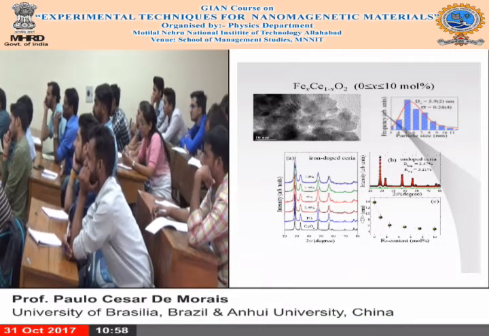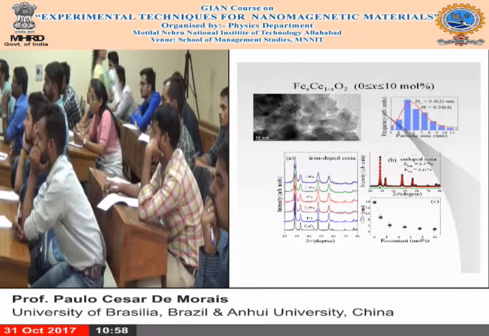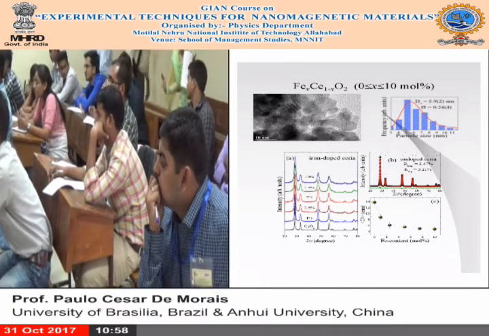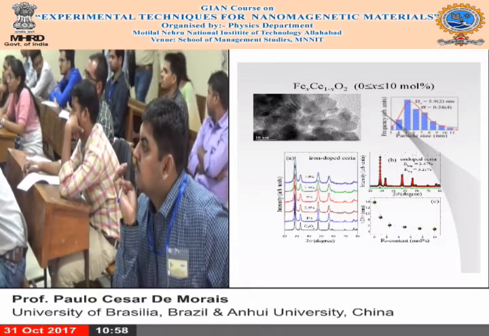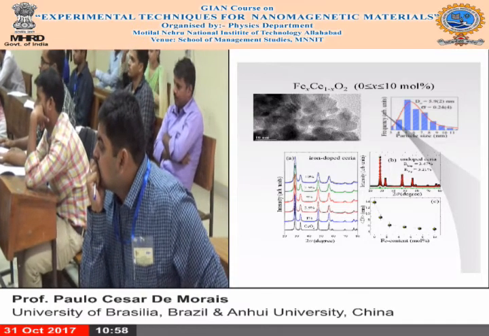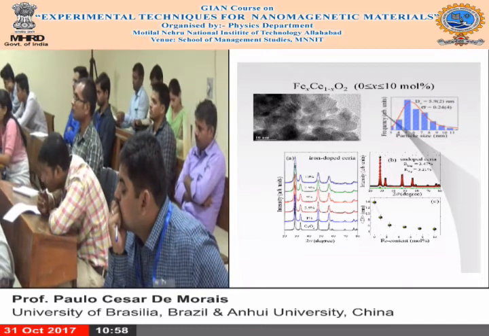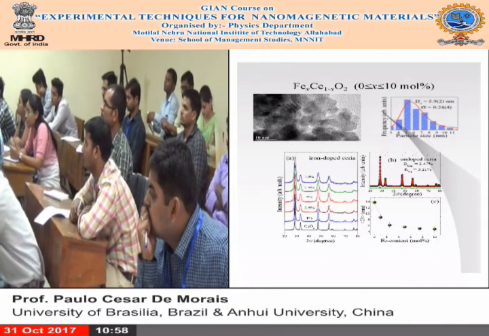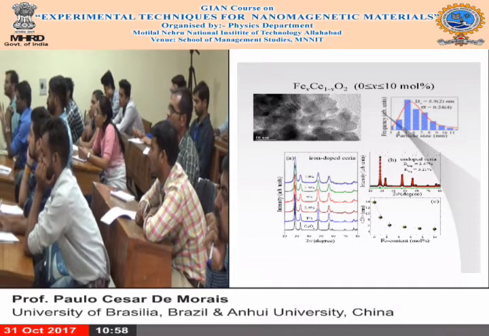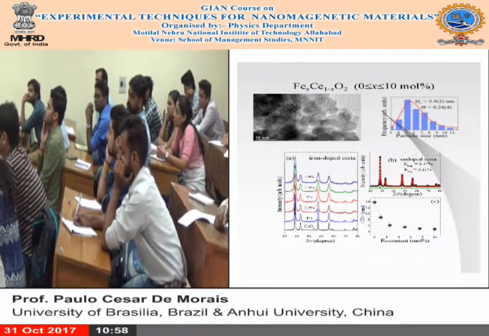And we found that as we increase the doping content, you can see here, the size of the nanoparticle just dropped down. We keep the same protocol in the synthesis. Everything the same. We just change the doping content. And what happens is that we can modulate the size just by changing the doping content.